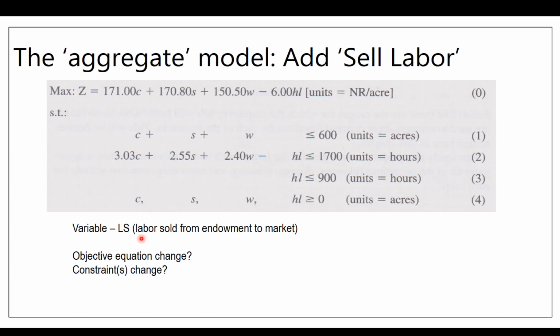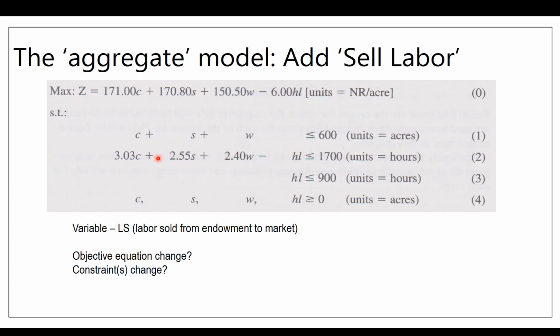Yeah, so let's look at what it takes to add an activity to sell labor. We have the hired labor activity right here, so right next to it we would need a variable, maybe call it LS, labor sold from the family's endowment to the market. How do we change the objective equation? Well, that would go up here, LS, in the objective equation, and it would need a positive coefficient in front of it, because we are actually going to generate returns. We're going to put our labor in another activity, a selling activity, to the market, and we would generate positive returns for that.